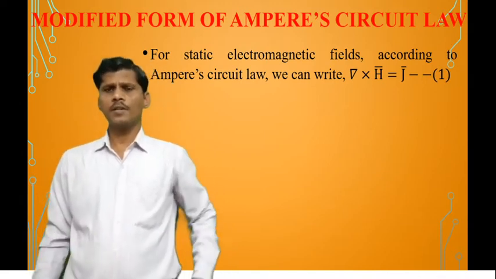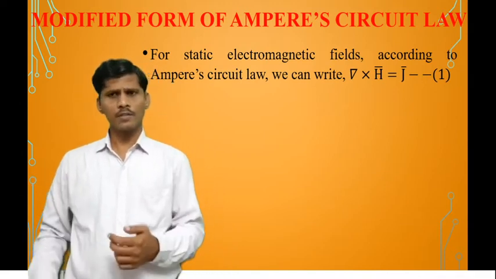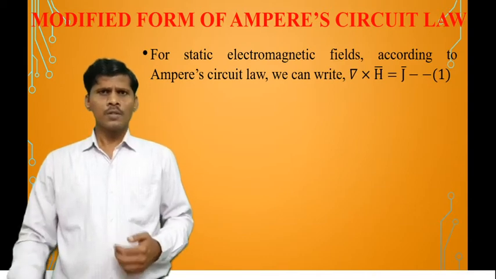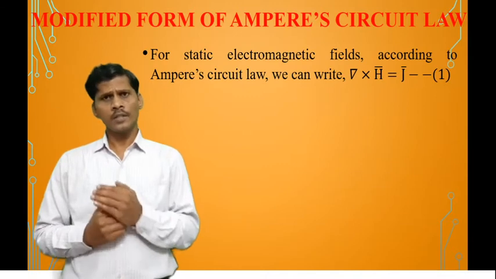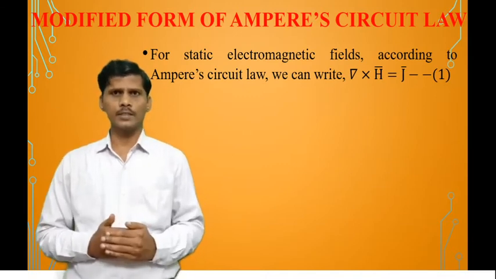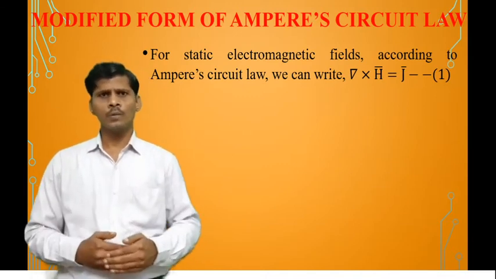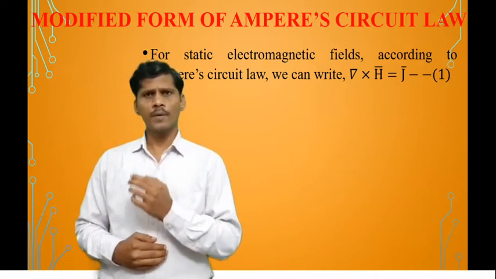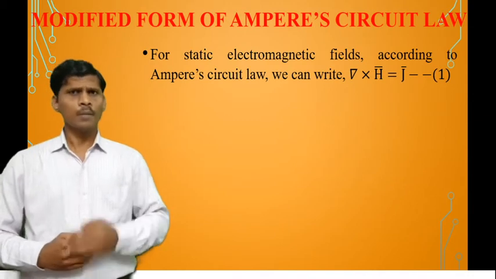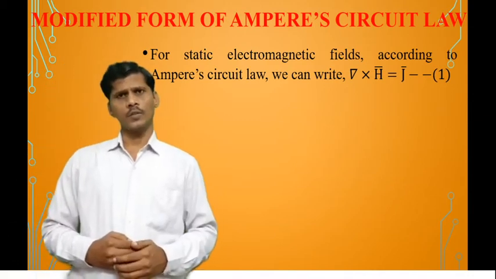Del cross H bar is equal to J bar. This equation was already derived in the concept of magnetostatics. Now here we will determine the inconsistent form of Ampere circuital law, or the modified form of Ampere circuital law.